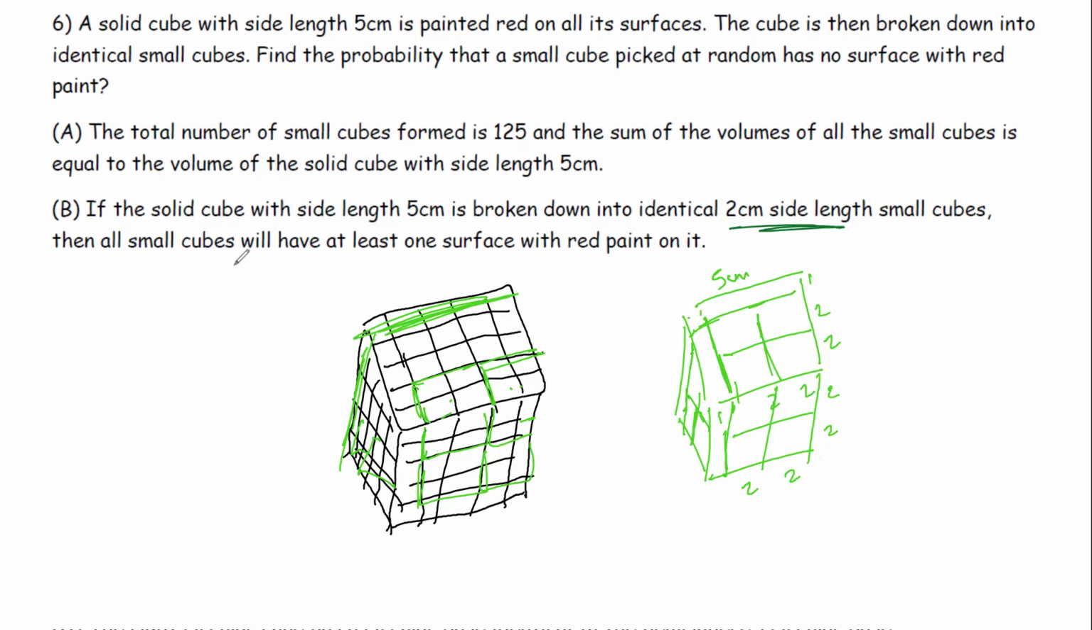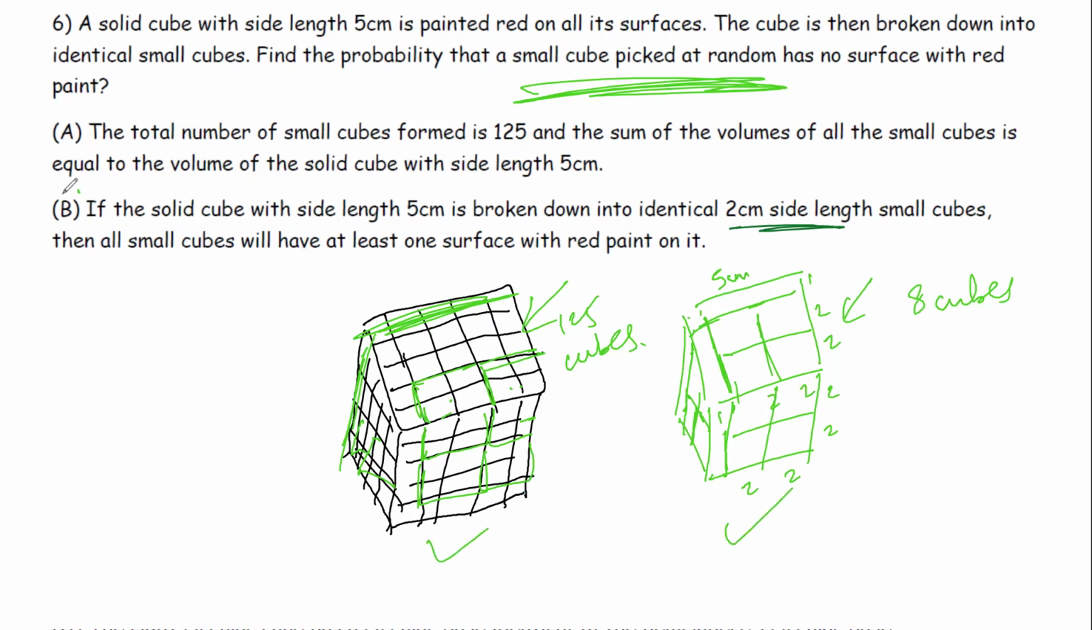So then all small cubes will have at least one surface with red paint on it, but it's not really answering the question out here. Find the probability that a small cube picked at random has no surface with red paint. Now, this small cube could be these 125 or these 8 out here. These are the 8 cubes formed and these are the 125, correct? So it could be this situation or this situation from the second statement.